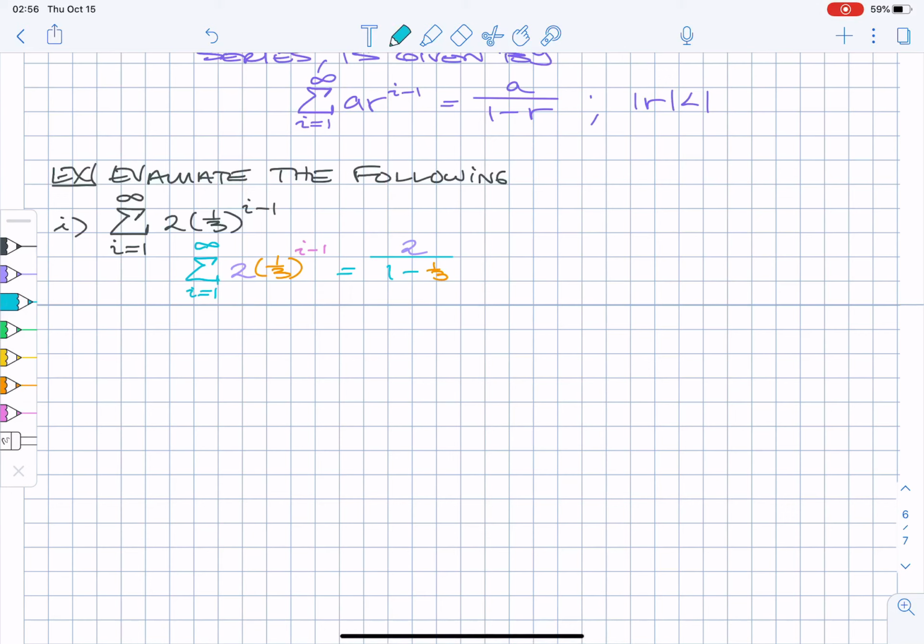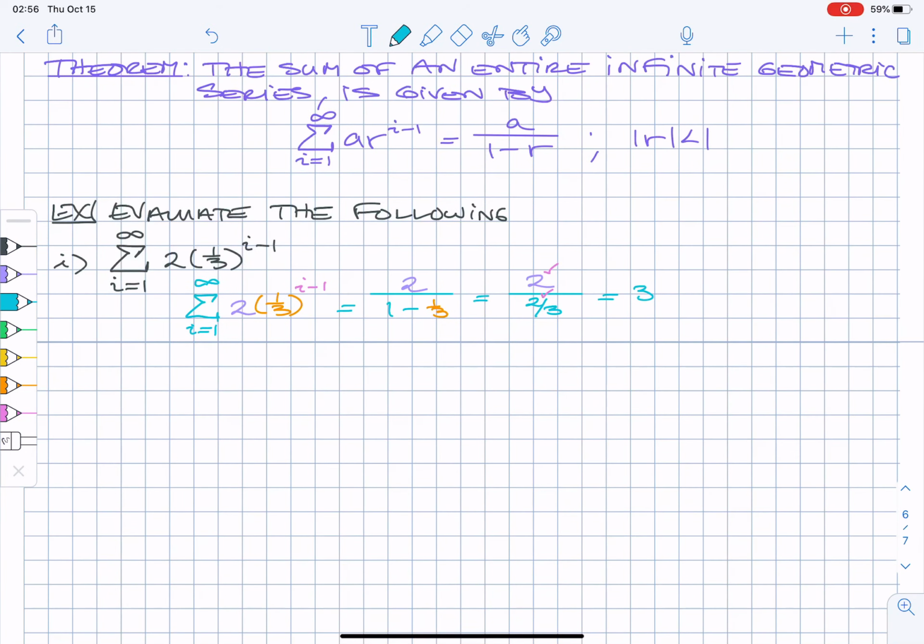So this is 2 over 3/3 minus 1/3, which is 2/3. So the 2's reduce, so I invert and multiply, and I get 3. So this is amazing. This is an infinite sum.